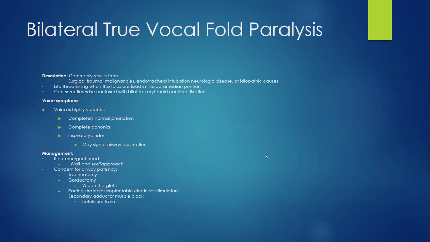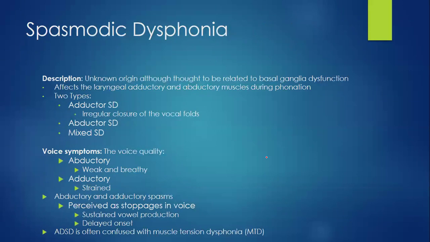If the vocal folds were completely abducted when the paralysis happened, then the immediate concern is the person's ability to breathe, right? So they might do a tracheotomy or cordectomy, and cordectomy is just widening the glottis, right? So taking one of the cords out or part of the cords to be able to widen the glottis so the individual is able to breathe. Is there anything I'm forgetting on this one? I think that's all that I wanted to talk about on bilateral vocal fold paralysis.